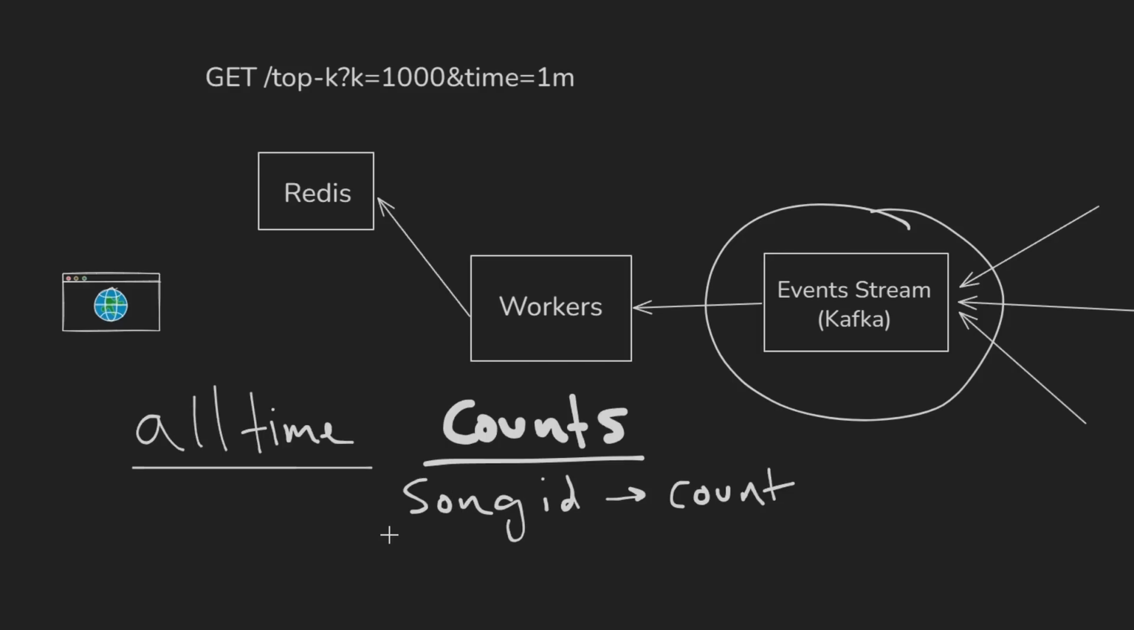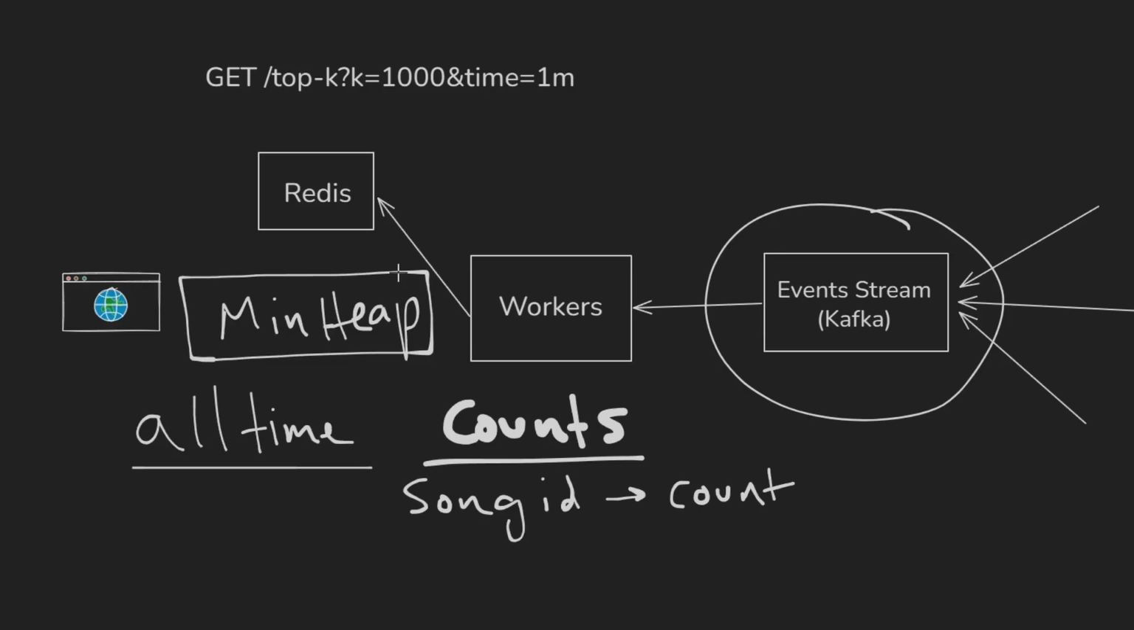Now, how do we then take those and get the top K? How do we get the top 1000 songs? Because hash maps are not sorted, of course. Well, that's where the heap data structure is going to come in. This is kind of like a data structures and algorithms problem. We're specifically going to be using a minimum heap, and the reason for that is more simple than you think. We don't want the minimum counts, we want the top counts.